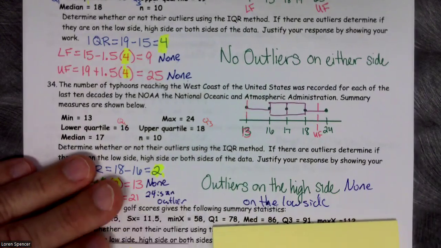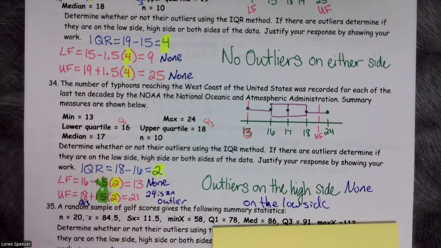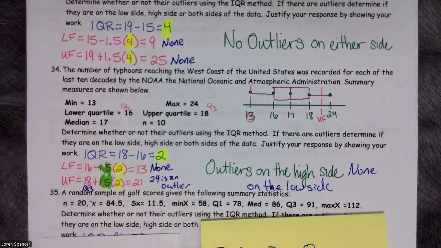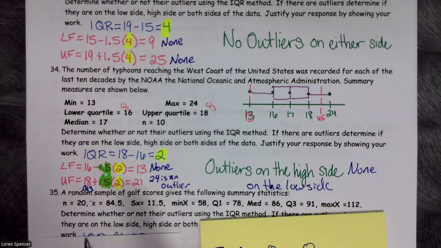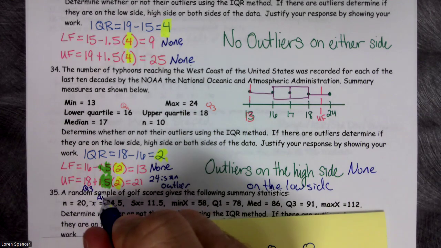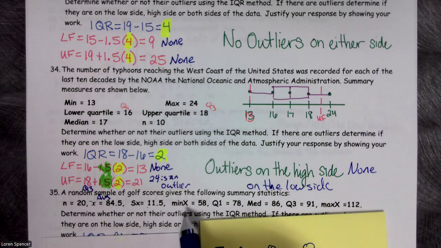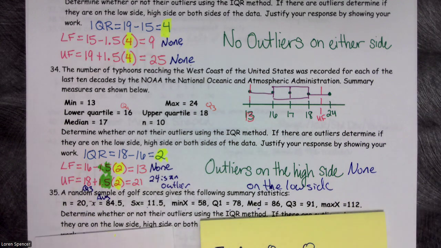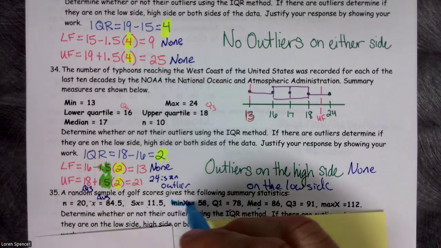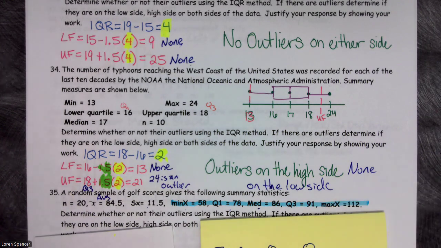Okay, number 35. So we have a random sample of golf scores given the following summary statistics, and we have the sample size, we have the X bar. This is the average, the standard deviation, the minimum, Q1, median, Q3, and max. These numbers right here make up my 5-number summary. Not that they're asking you for it, but if they did, that would be my 5-number summary right there.